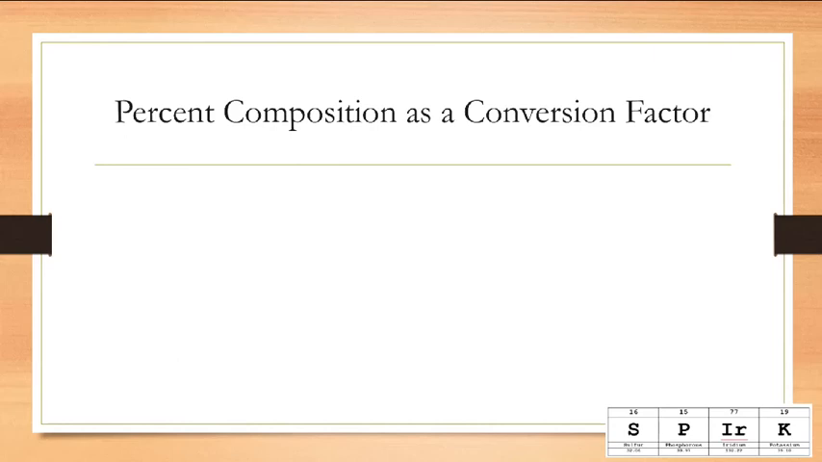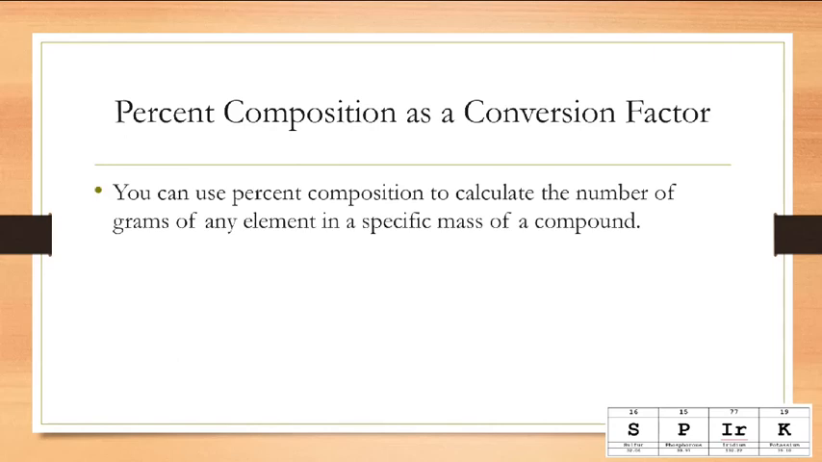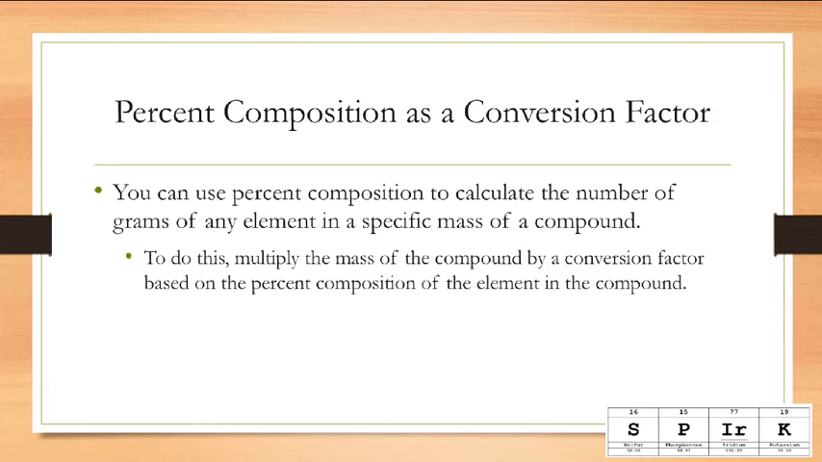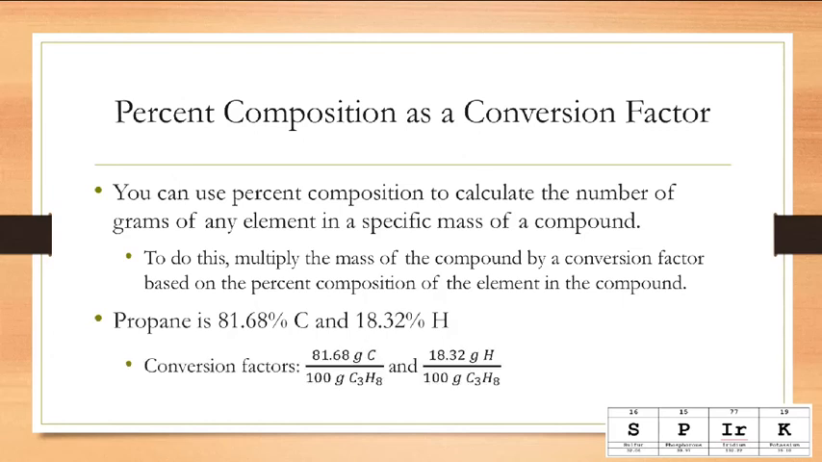So now we can use percent composition as a conversion factor. You can use this to calculate the number of grams of any element in a specific mass of a compound. To do this, we multiply the mass of the compound by a conversion factor based on the percent composition of the element in the compound. Propane is 81.68% carbon and 18.32% hydrogen. So for our conversion factors, we can assume a 100 gram sample. So 81.68% carbon translates to 81.68 grams of carbon per 100 gram sample of propane. And the same goes for hydrogen.